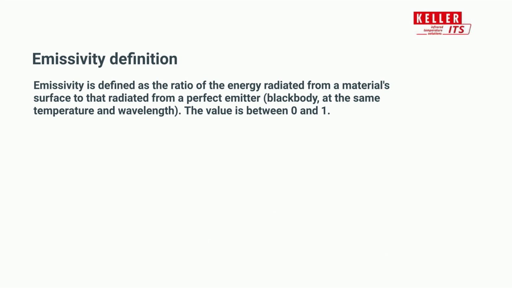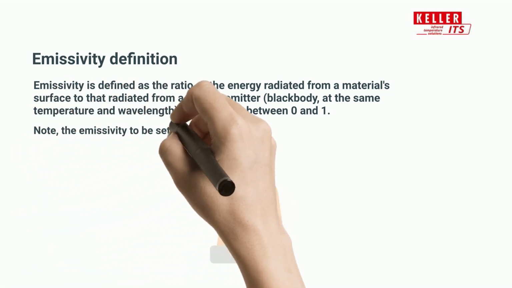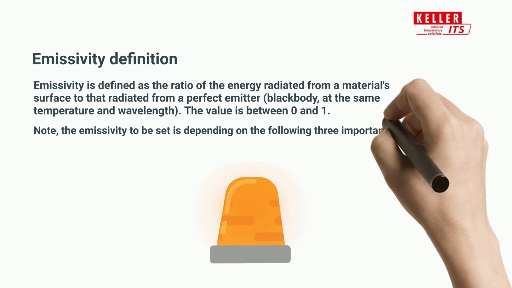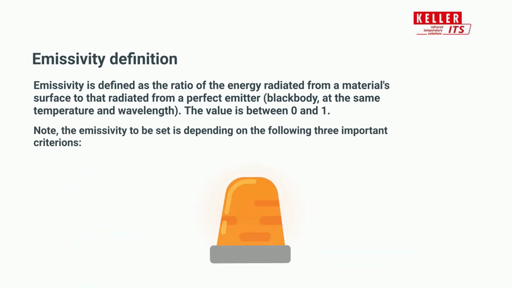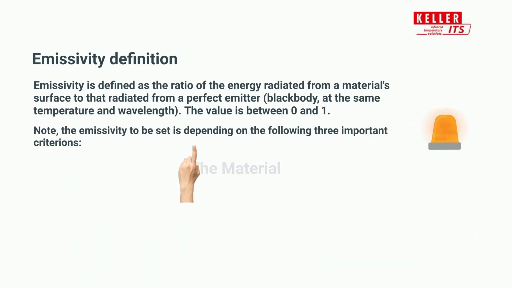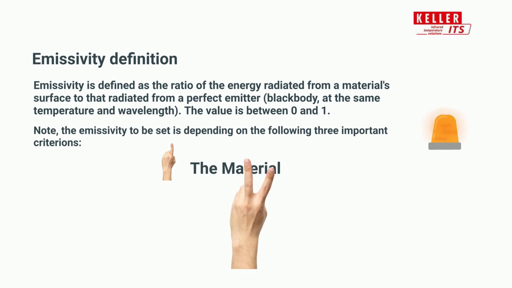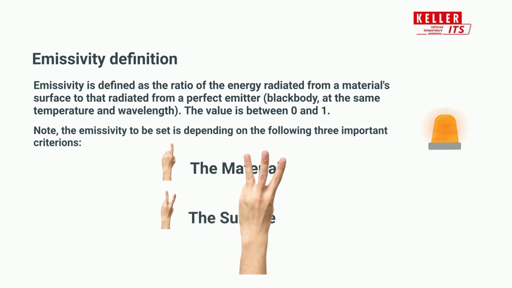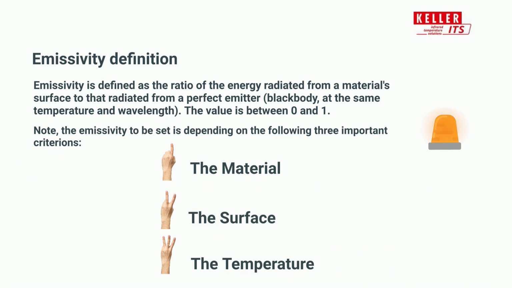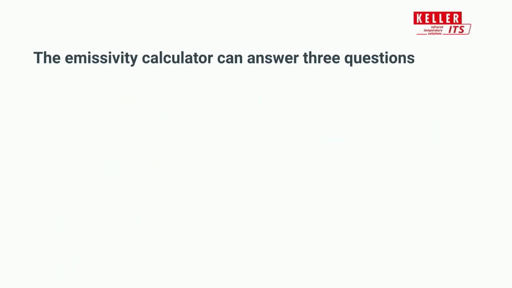Emissivity is defined as the ratio of the infrared energy radiated from a material surface to that energy radiated from a perfect transmitter, also known as a blackbody. The value is between 0 and 1. Please note, the emissivity to be set is always depending on the following three important criteria. First, the material. Second, the surface. Third, the temperature.